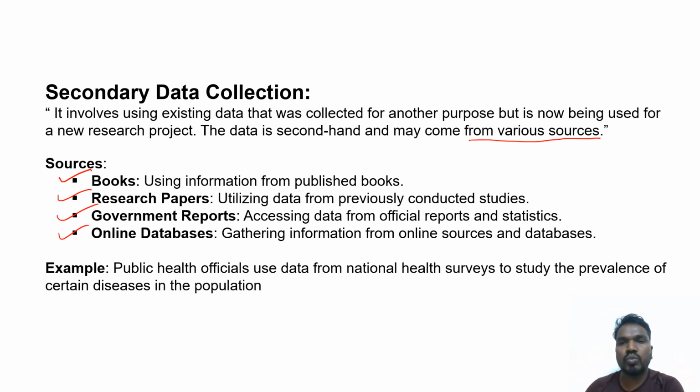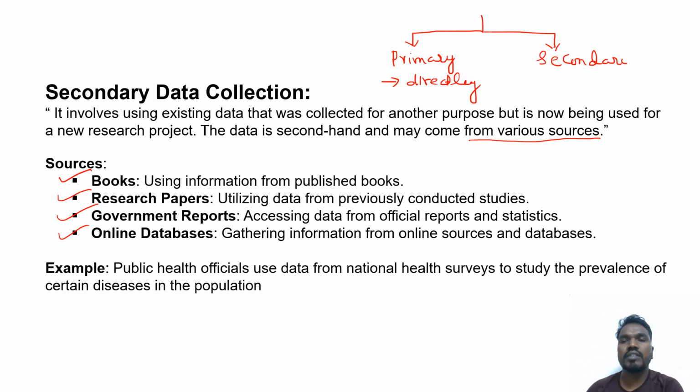So primarily there are two ways we can get the data. The first one is primary data collection. Primary data means you are involved directly, right? Then the second one is secondary data collection. That means you are involved indirectly. When you are involved indirectly, that means you are depending on the sources, right? So that is the way we collect the data.